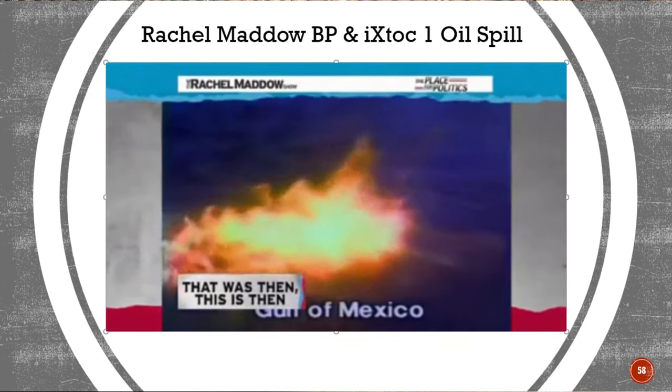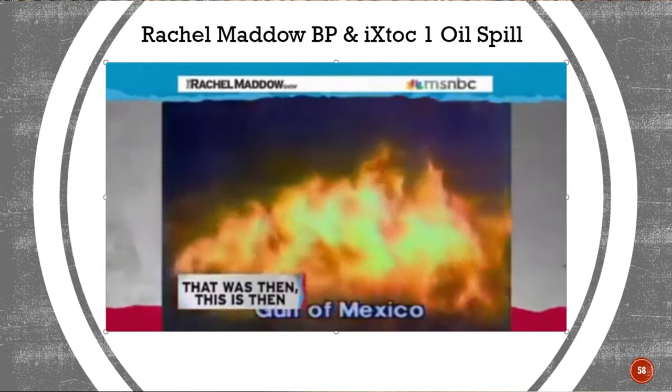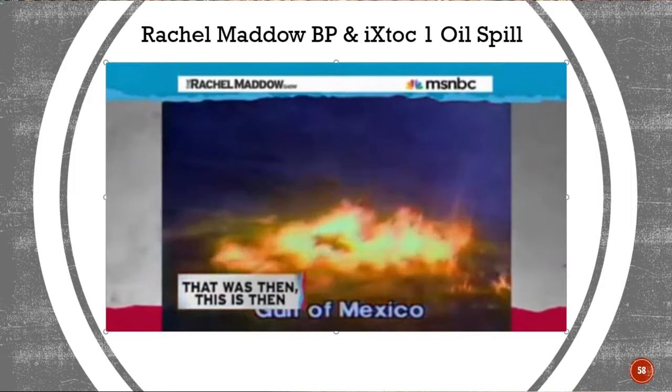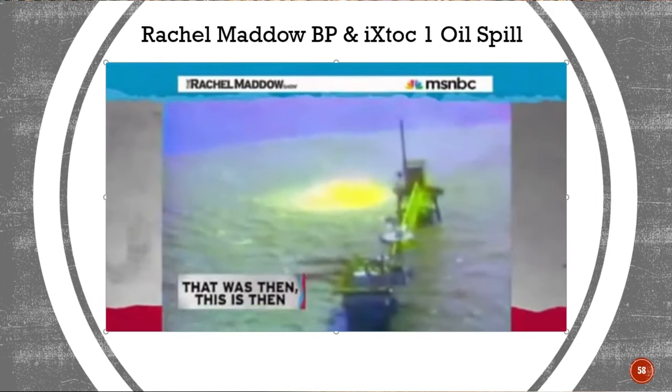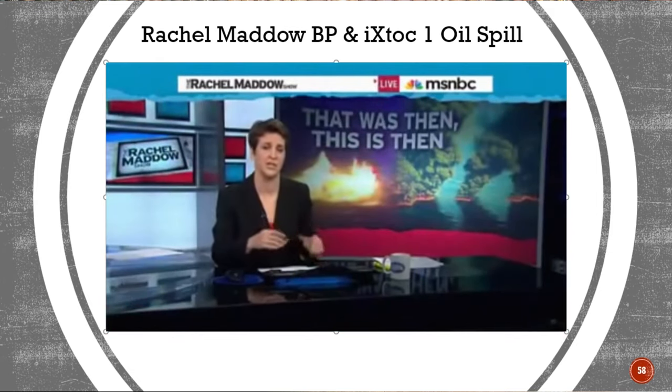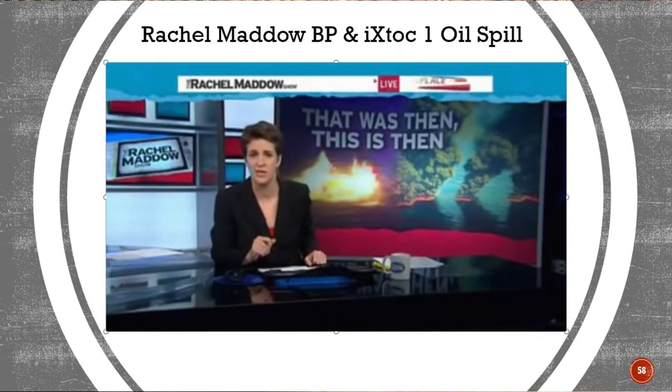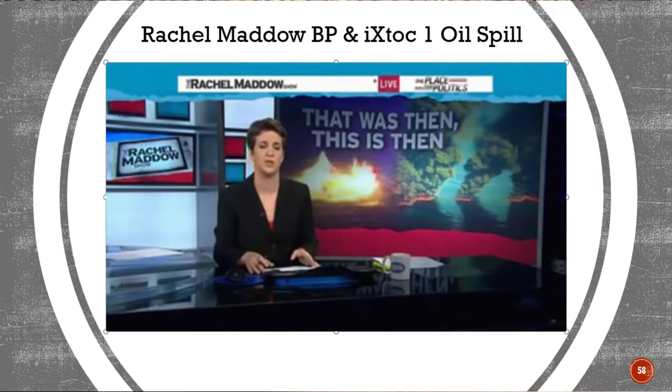The reason the Ixtoc explosion turned into a massive uncontrolled leak 30 years ago is because the well's blowout preventer malfunctioned. Sound familiar? The blowout preventer failed to stop the Ixtoc leak, and what followed was an environmental disaster the likes of which the country had never seen before.